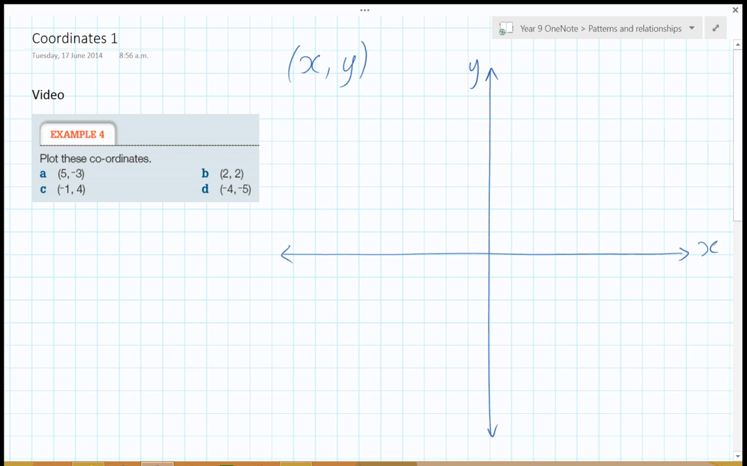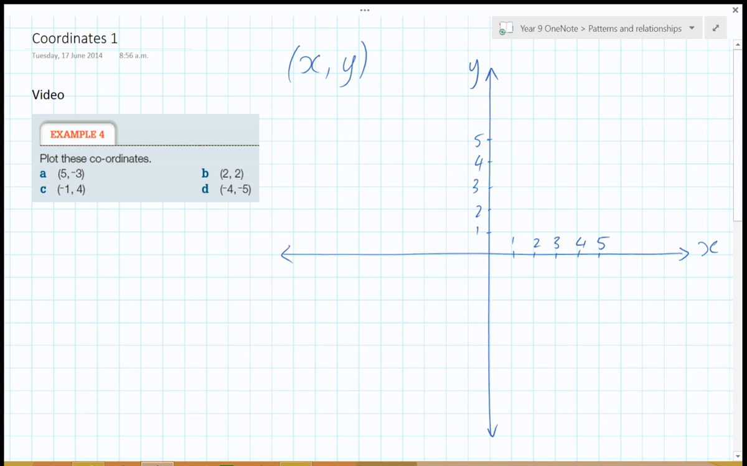What's something else I can label or put on my graph before I go any further? Cameron? Numbers. Okay, so I'll just go up in groups of 1. So 1, 2, 3, 4. I'm just using the squares that I've been given on my axes. Okay, so I'll do the same for x. 1, 2, 3, 4, and 5.